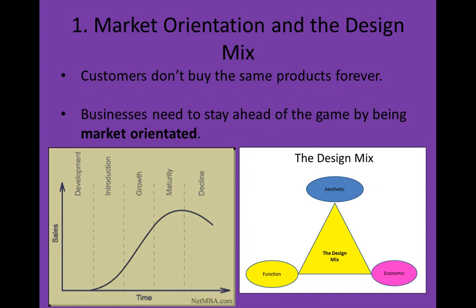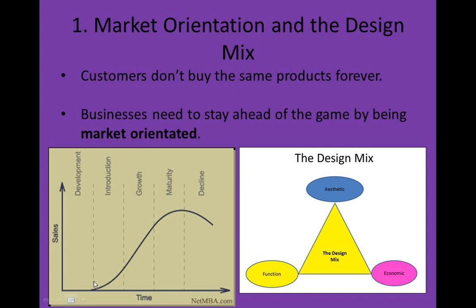So first of all, market orientation means focusing on what customers require and trying to meet those requirements. Now, customers don't buy the same products forever, which is why we need to be aware of this product life cycle model. We can look at this in both operations management and marketing. It's the same model, but basically we're tracking the sales of a product over time. So we look at the sales level and the period of time.